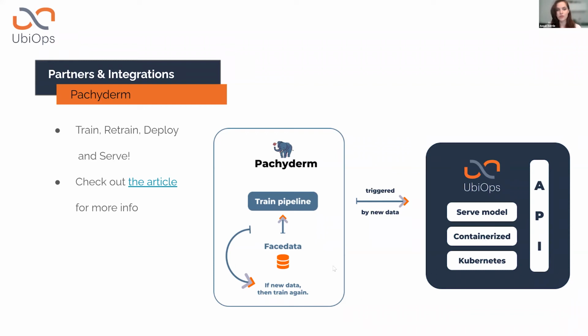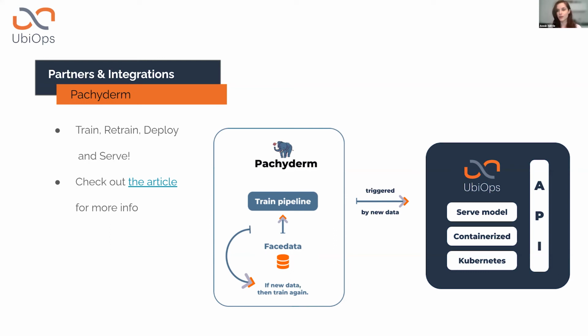So we had a model that was trained on face data, and this data was stored in Pachyderm. And in Pachyderm, we had this training pipeline. Whenever this training pipeline was triggered by new data, for instance, then after the training is done, it would also trigger UbiOps to deploy this newly trained model so that it's updated in production as well.